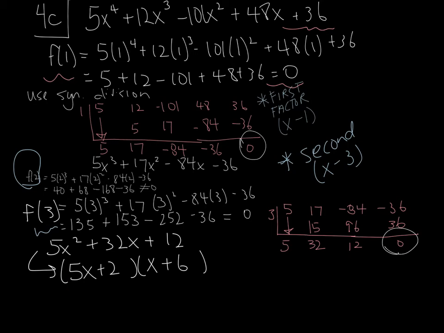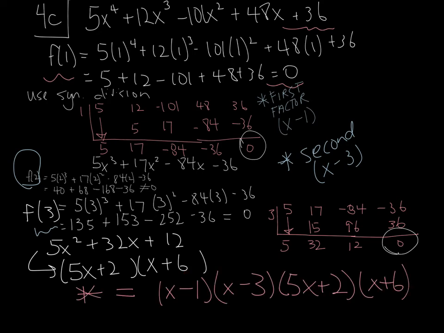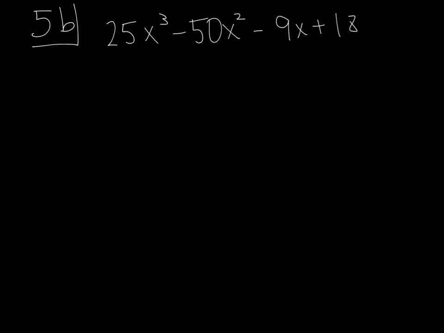So, looking back now on our entire problem, we found the first factor, that was x minus 1. We found the second factor, that was x minus 3. We were left with 5x squared plus 32x plus 12, and we were able to factor that even further to 5x plus 2 and x plus 6. So our final answer is totally factored. Our original question was 5x to the 4 plus 12x cubed minus 101x squared plus 48x plus 36. We got down to the final end, so that particular polynomial has factored into x minus 1 times x minus 3 times 5x plus 2 times x plus 6. This is question 5b, and the instruction was to factor.